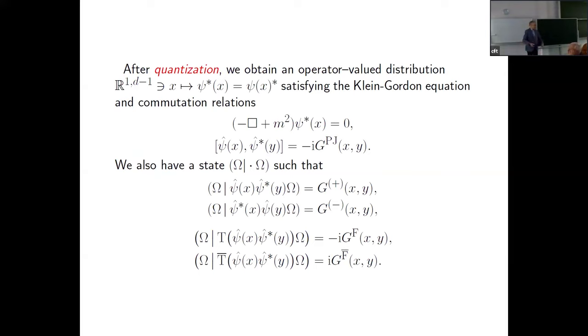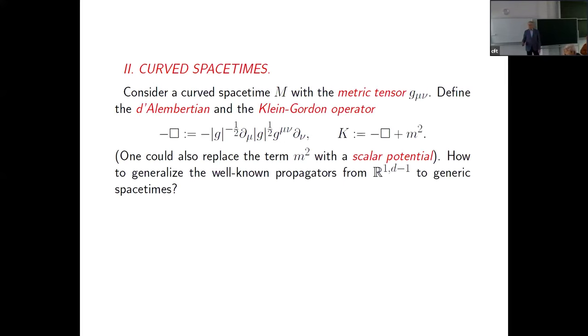Now, after quantization, if you quantize fields, then we obtain fields, where I'm using the so-called charged or complex formalism. The fields satisfy the Klein-Gordon equation, and now all these functions have a physical meaning. The Pauli-Jordan propagator is responsible for the commutator, hence the name commutator function. The positive and negative frequency functions are responsible for the two-point functions, and the Feynman and anti-Feynman propagators are responsible for time-ordered two-point functions. So that's what, I guess, in the past students would learn in a quantum field theory course. Now I think that is not enough. I mean, one has to go faster.